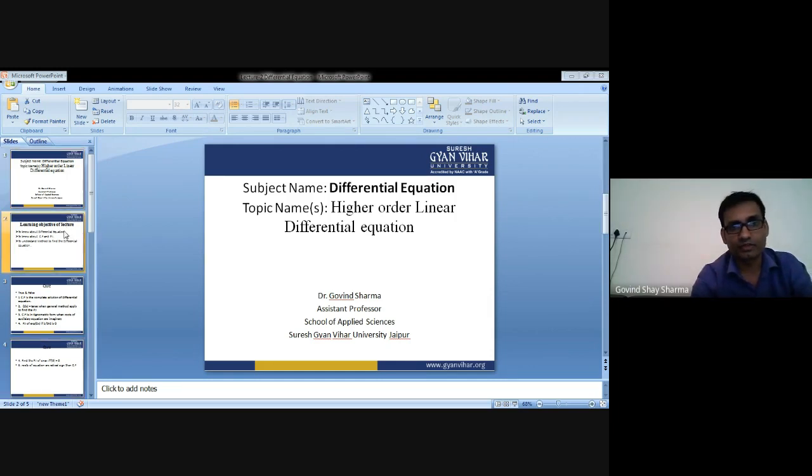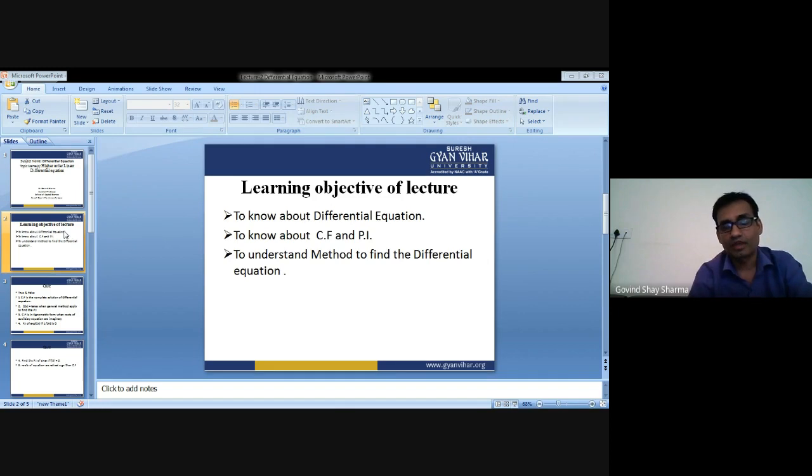In the previous lecture we covered the CF and PI, and we discussed how to find the PI. There are three cases we discussed to find the PI. The remaining cases we will discuss later. Today our objective is to complete examples of this type of problem. So today we take numerical problems related to the general method of PI and special cases of PI. So let's start with some important problems of differential equations.